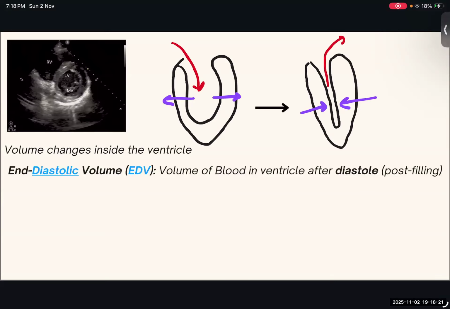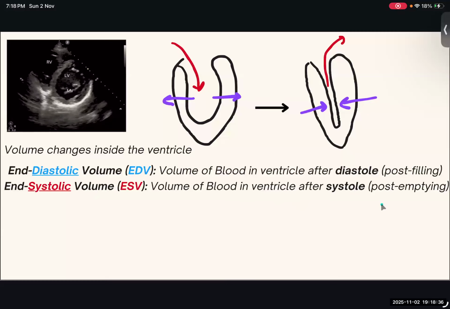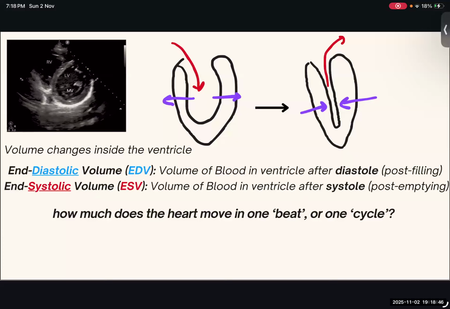What is end diastolic volume? It is going to be the volume of blood in the ventricle after diastole is completed. Now, again, we said diastole is relaxation of the ventricles, so it will be a filled ventricle, as opposed to the end systolic volume, which will be the volume in the ventricle after systole, or after we contract or crush the ventricles.